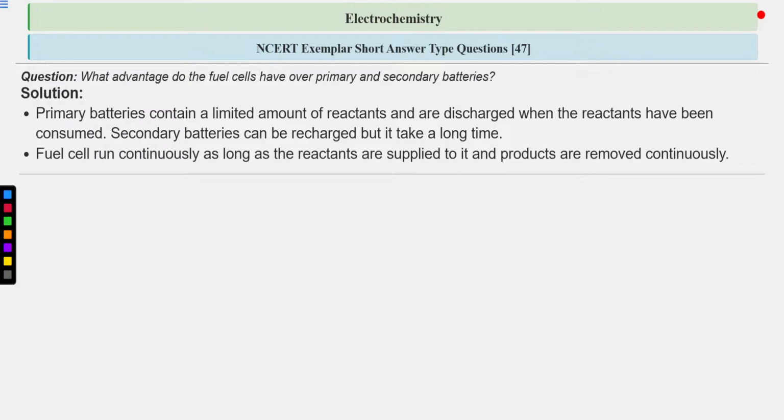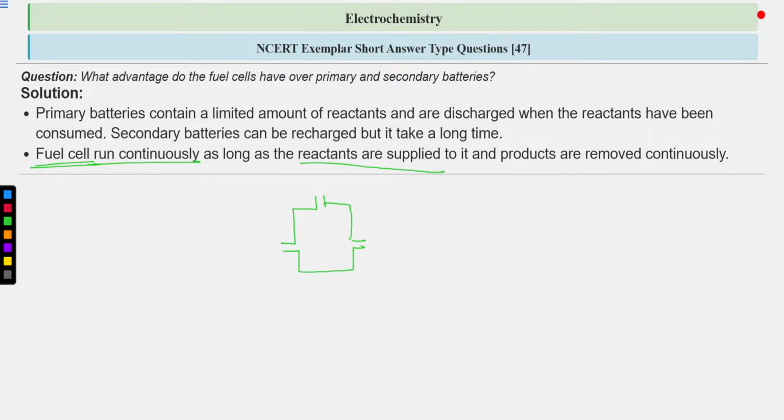Fuel cells, on the other hand, run continuously as long as the reactants are supplied to them and products are removed continuously. If you remember, we have seen the structure of the fuel cell, which is used in many ways and in various applications. It has various applications in astronomy, also in spaceships, for drinking water and for electrical power in the spaceships and all. So fuel cells really have an advantage because they run continuously as long as you provide the reactants. If you remember, it has this kind of structure.